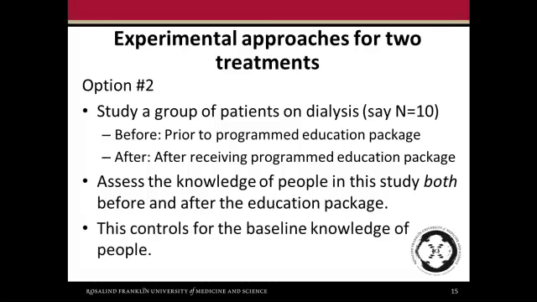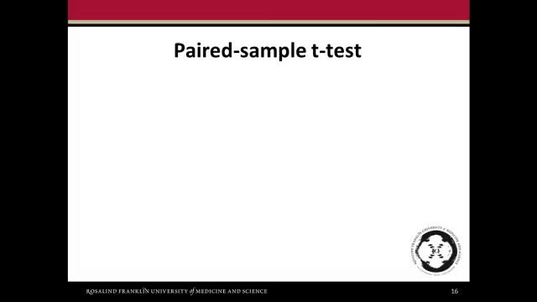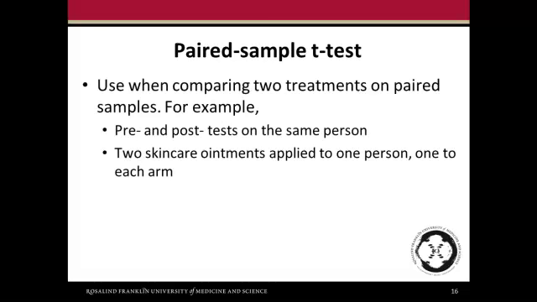And this approach will control for the baseline knowledge of people, right? So whatever their baseline knowledge is, if we're thinking that this programmed education package will improve their knowledge, well then everybody's knowledge should, on average, improve and go up. They'd have a higher score. And this is a paired sample design, which would be analyzed by a paired sample t-test. And we use this approach when we're comparing two treatments on paired samples.